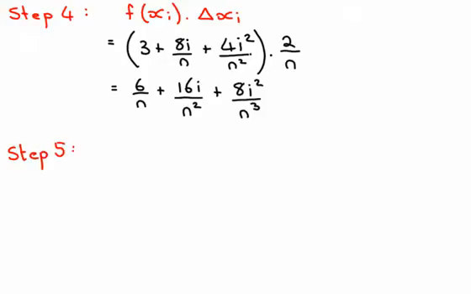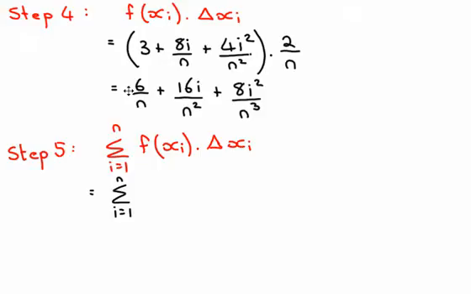Now in step 5, we want to add in our summation. So we want to sum all those rectangles from i equals 1 up until n of f of xi multiplied by change in xi. Right, so we do that. We're going to add in our summation. So we've got the sum from i equals 1 to n of this whole thing that we found in the previous step. So that's 6 over n plus 16i over n squared plus 8i squared over n cubed.